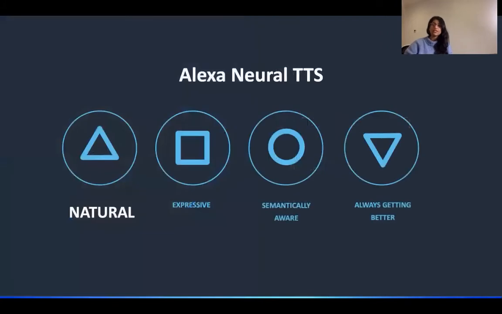This presentation is going to be divided into 4 sections. The first is going to be around naturalness. The second is going to be around expressivity. The third will be around semantically aware systems. And the fourth is about always getting better, which is about contextual aware synthesis.